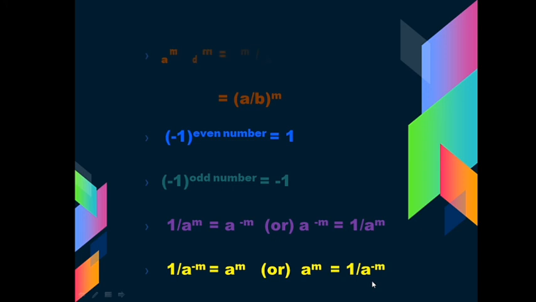So a raised to the power m divided by b raised to the power m equals to (a upon b) whole raised to the power m. Minus 1 raised to the power even number is equals to 1. Minus 1 raised to the power odd number is equals to minus 1. 1 upon a raised to the power m equals to a raised to the power minus m, or a raised to the power minus m equals to 1 upon a raised to the power m. 1 upon a raised to the power minus m equals to a raised to the power m, or a raised to the power m equals to 1 upon a raised to the power minus m. This is how we have to read.